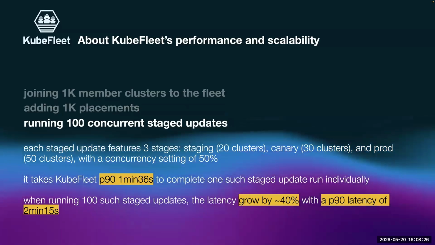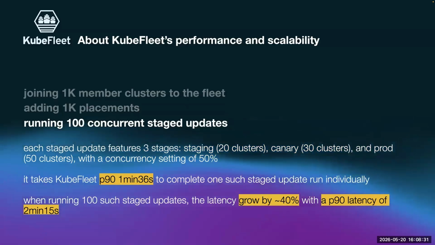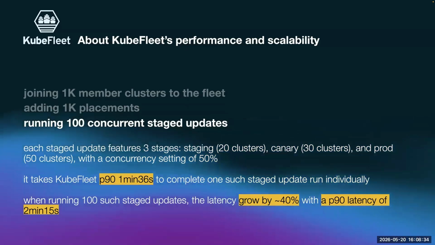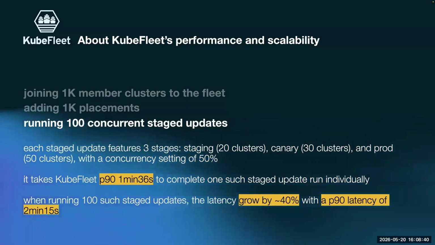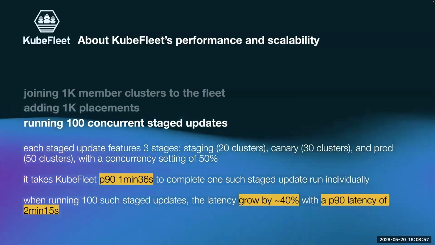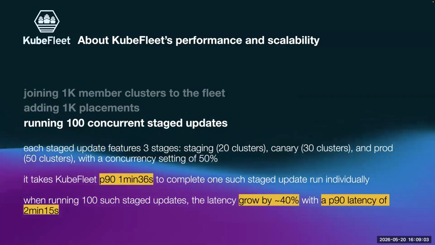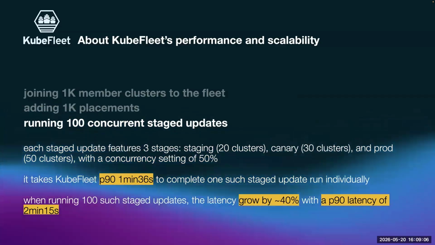At last, the third step we do in the performance and scalability evaluation, we will start running 100 concurrent stage updates. In each update, we'll do 3 stages: Staging, which has 20 clusters, Canary, which has 30 clusters, and one last stage called Prod, which has 50 clusters. And we use a concurrency setting of 50%, which means that, for example, in the staging stage, KubeFleet will update 10 clusters in the first attempt, then update another 10 clusters when it finishes.